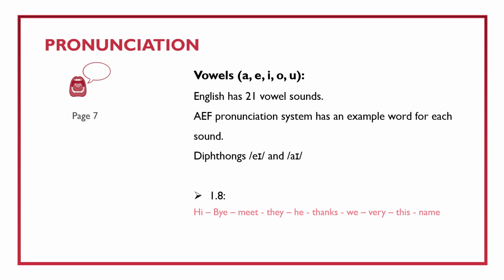Now, can you tell me which of the words are diphthongs? Right. Hi, because the sound is I. Buy, again, the same sound. They, the A sound. And name, again, the A sound.